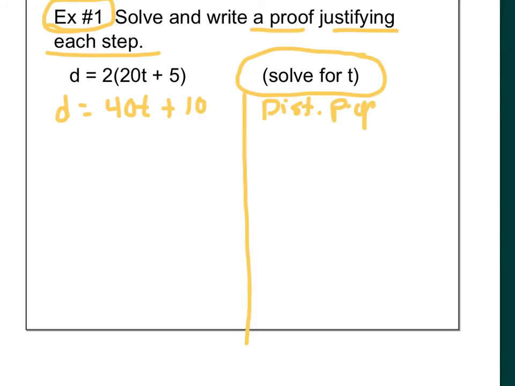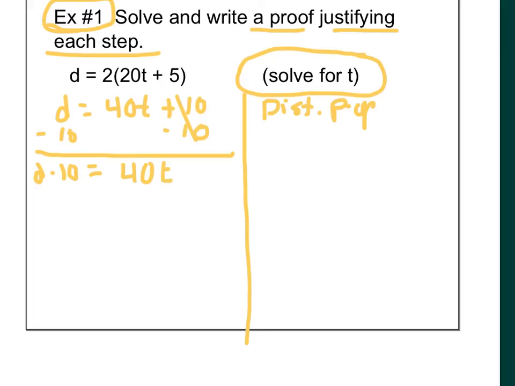Okay? Next step. I need to get t alone. So what am I going to do to this 10 to swing it over to the other side? I'm going to subtract 10. But here's where it becomes a little bit more difficult than the last problem, because you had a number over here, so you might have had 5 minus 10. But in this case, you have d minus 10. Well, what the heck is d minus 10? I have no idea, because I don't know what d is. So I leave it as d minus 10. The 10s cancel here, and I get 40t.